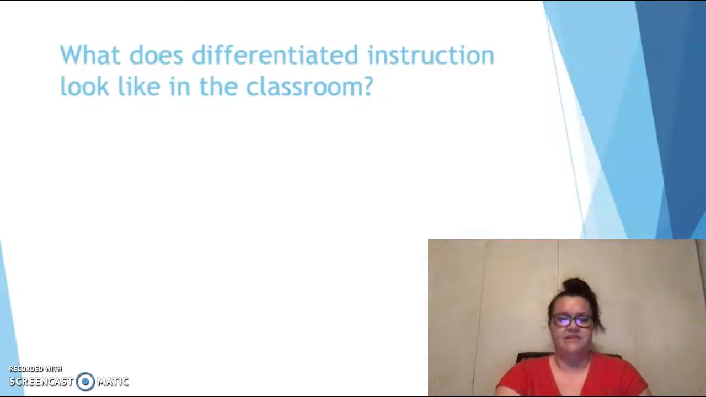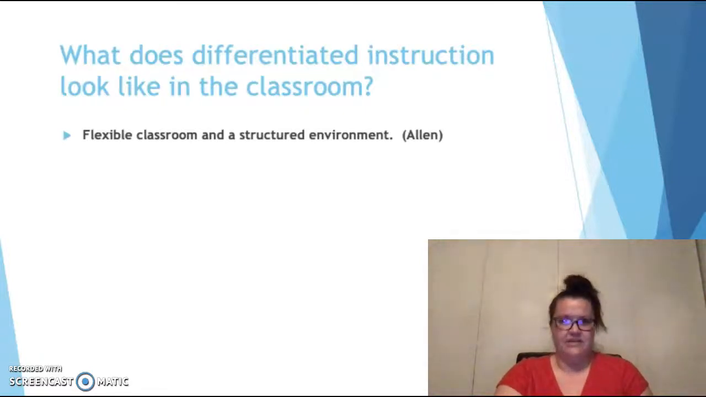So, what does differentiated instruction look like in the classroom? It has been discussed at length how teachers and students can differentiate learning, but what does a classroom that uses differentiated instruction also look like? According to Allen, teachers should consider having a flexible classroom in order to be able to work more effectively with different groups or individuals while creating a structured environment. In order to do so, the teachers should address the following.